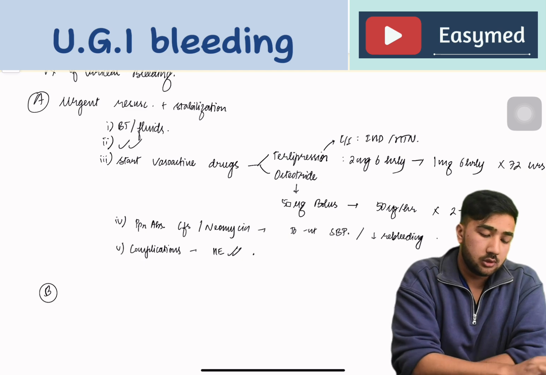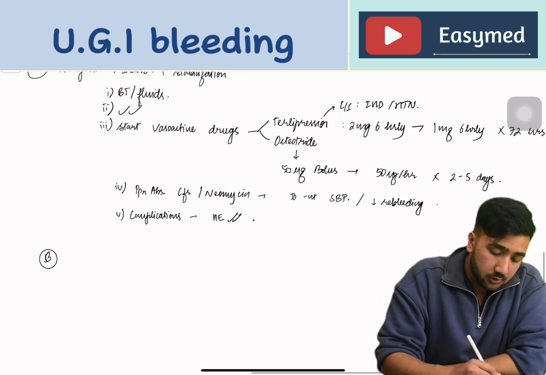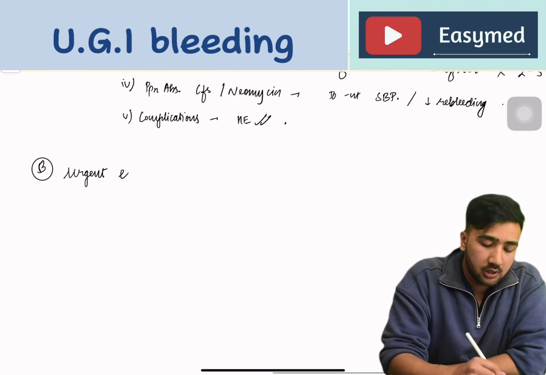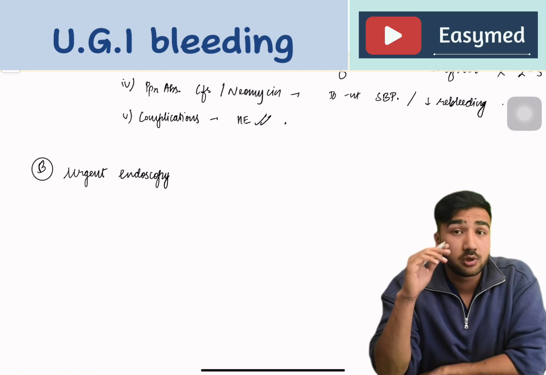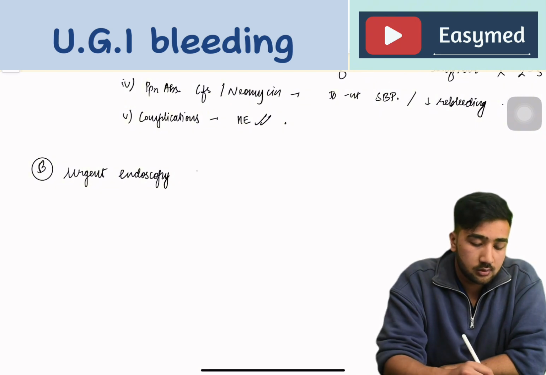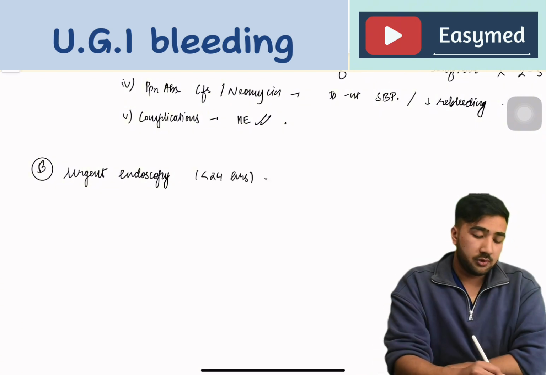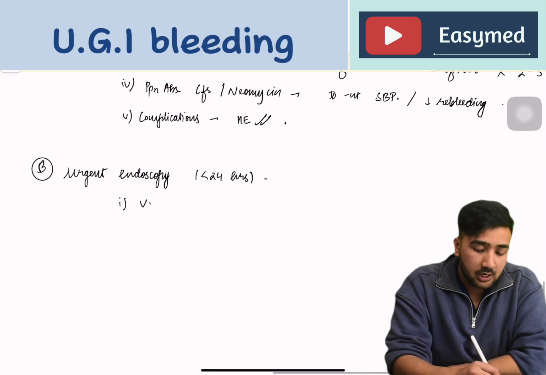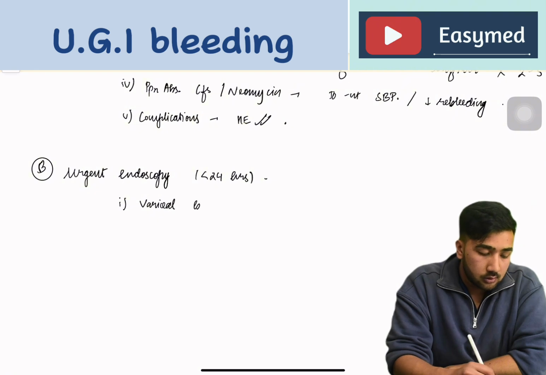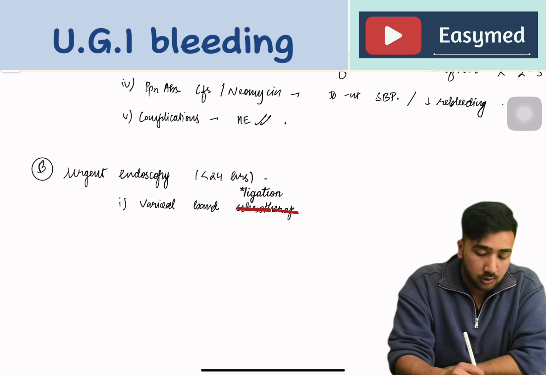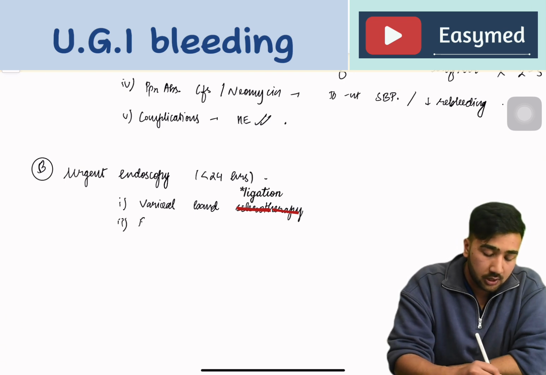Next step for the treatment of variceal bleeding would be urgent endoscopy. And the best outcome is achieved if the endoscopy is done within 24 hours. So whatever hemodynamic stabilization and everything else that we need to do, we have to do before the 24 hours. Most preferred method of endoscopic treatment for variceal bleeding is variceal band ligation. And if it's not possible, then the other option which can be tried is the endoscopic sclerotherapy.